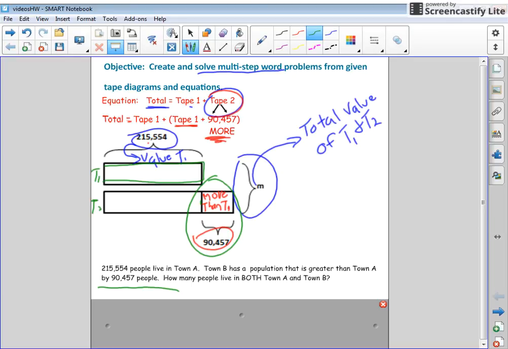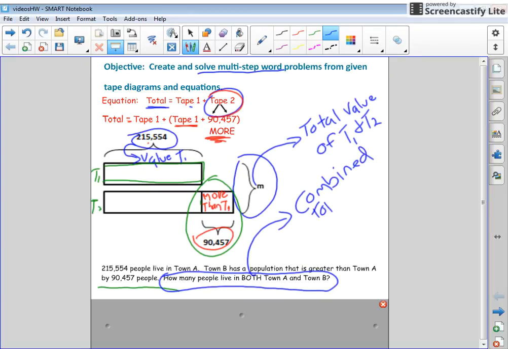And the question, here's our question at the end, is asking us how many people live in both towns. So that word both or combined is the combined total, which is represented by the variable M here, which is both T1 and T2 together. I'm interested to see what you get as an answer.